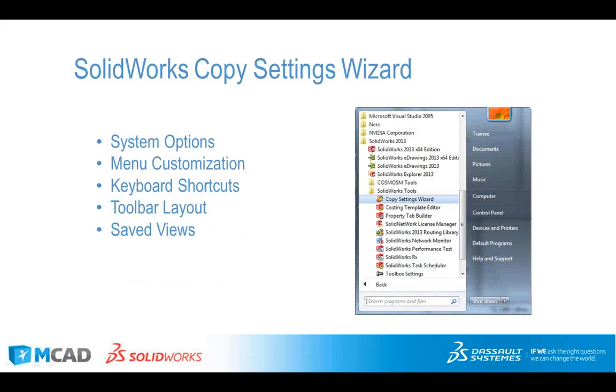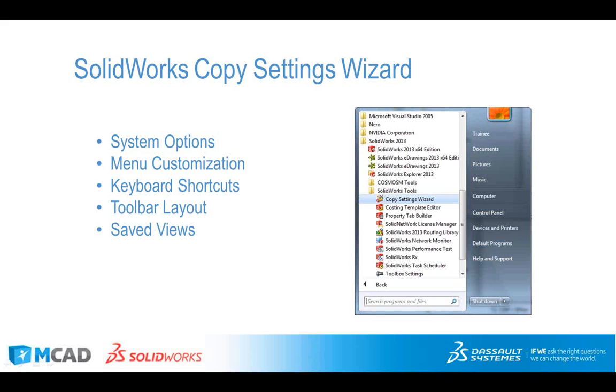SolidWorks has a tool to help with copying those settings. It's also great if you get a new computer, you can use this tool, or when helping another user match their system to your system. It is also under your SolidWorks Tools right there next to SolidWorks RX. It allows you to specify what settings you want to save out. It could be system options, all your SolidWorks system options where you're telling it where to look for templates, where your design library is, all that stuff. And this is all optional. You don't have to do all or none.